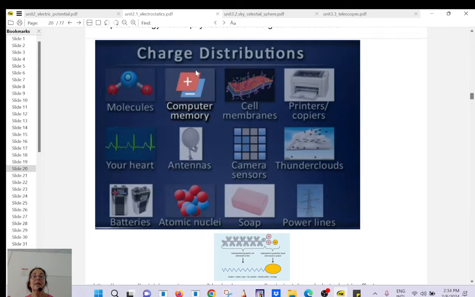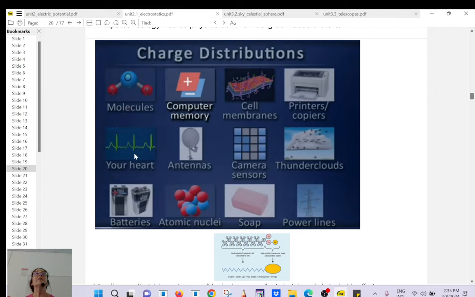Okay, so charge distributions are found everywhere, especially if you are in biology or chemistry. So for example, the water molecule is a dipole. You can use charge distribution in your computer to store memory. So, for example, if your battery dies, they have a technology that will still keep it alive for a while because information will be stored in those capacitors. So, for example, if this is charged, that could be 1. If it's not charged, it could be 0. So 10001101. Okay, it's information. It's used across cell membranes, as you have seen, sodium in or out, calcium in and out. It's used in printers.